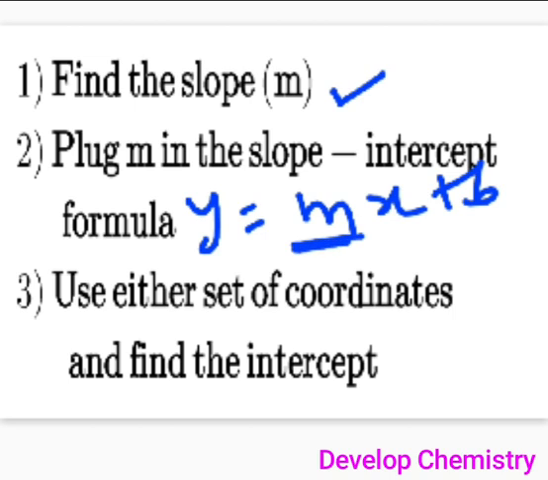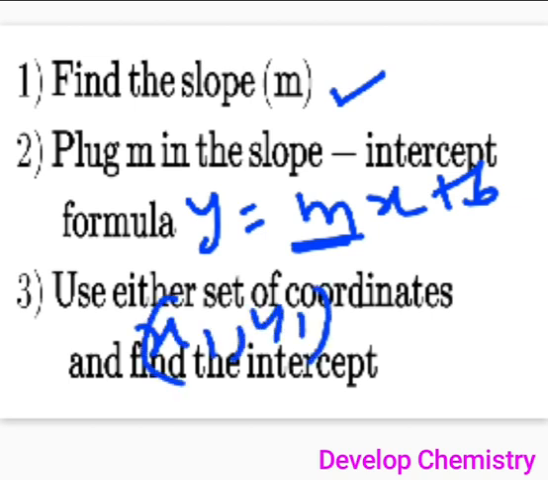Then the third step is you can use either set of coordinates. Which are these coordinates? The line of best fit which you have plotted, whatever the coordinates you are considering across that line which you have drawn, you can take any of the coordinates, whatever the points x1, y1.